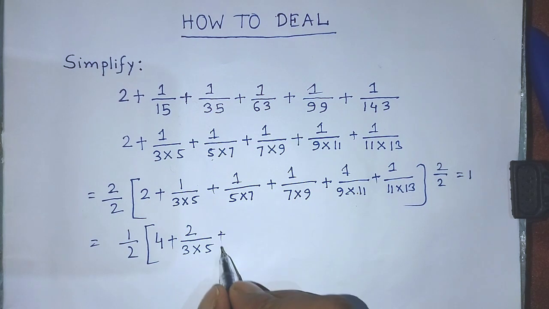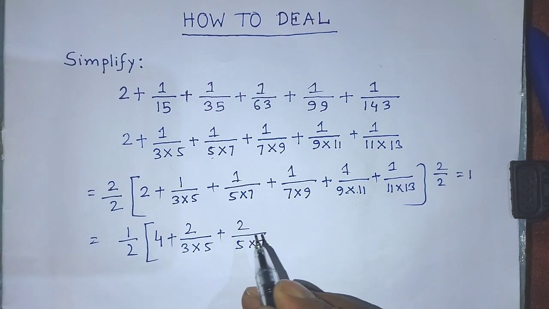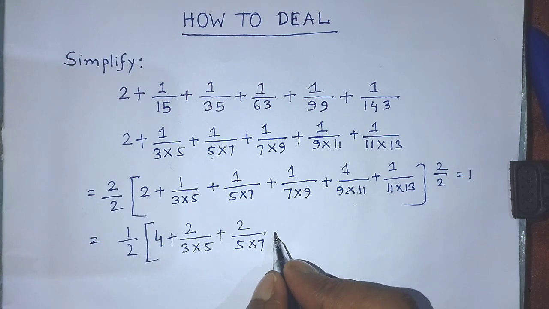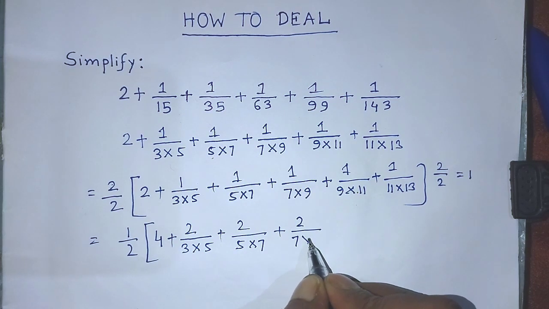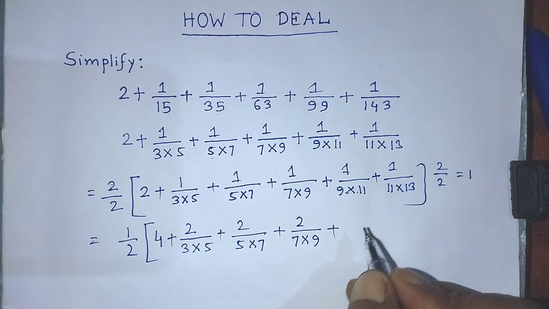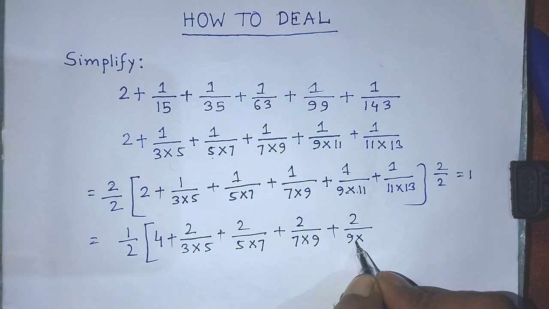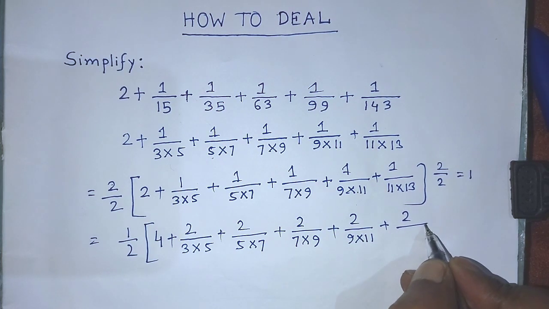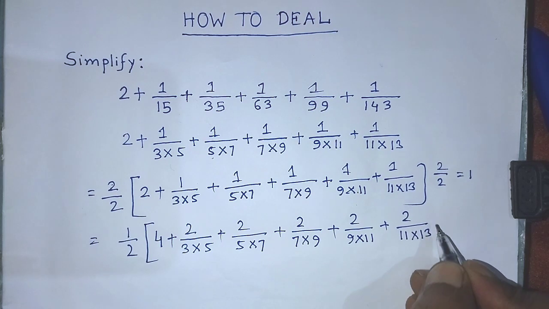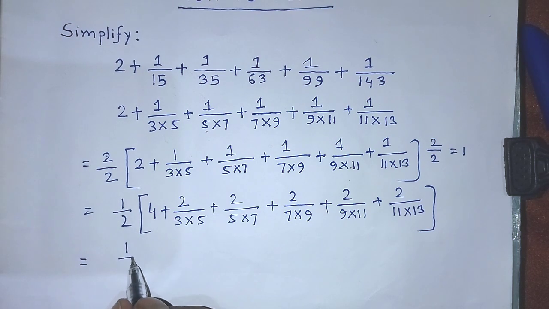So again we write 2 over 5 into 7. If you multiply 2 with 1 then you get 2, so you write 2 over 7 into 9. Plus similarly we write 2 over 9 into 11, plus in the last position we write 2 over 11 into 13. Third bracket close.